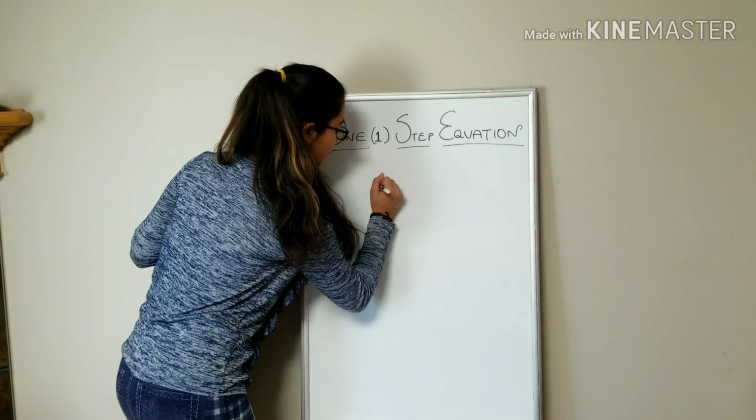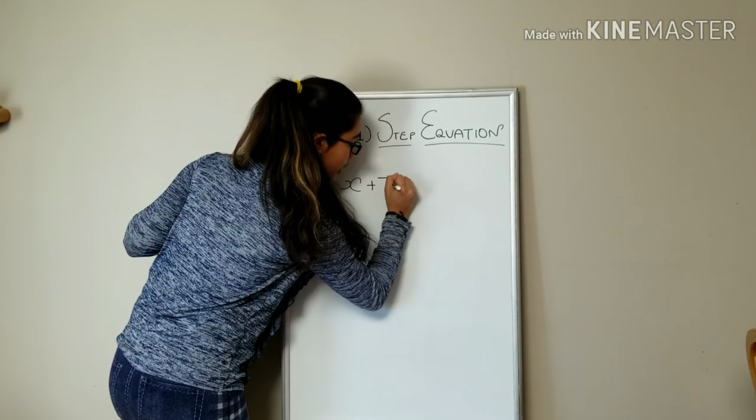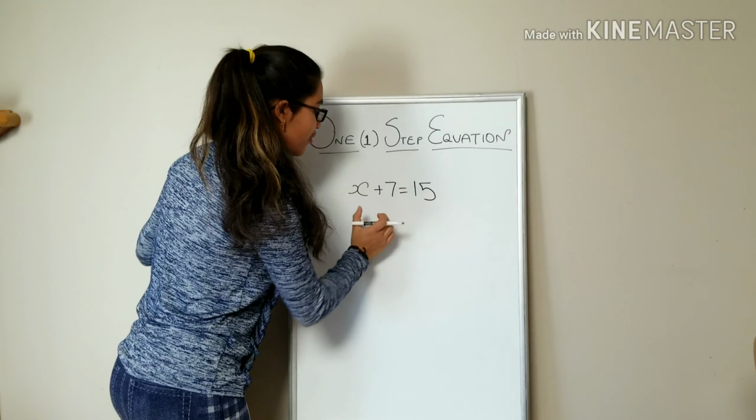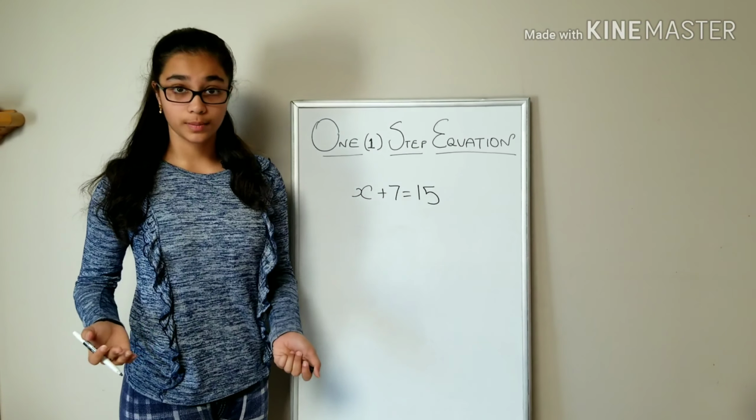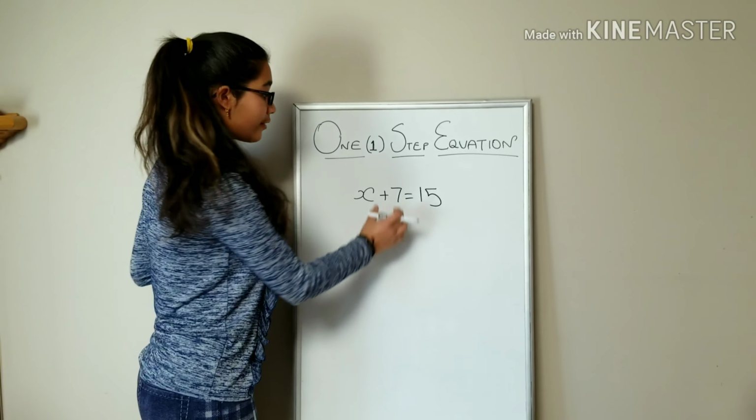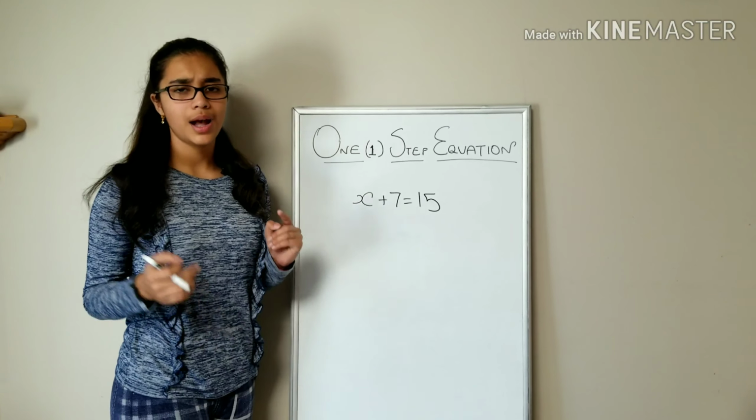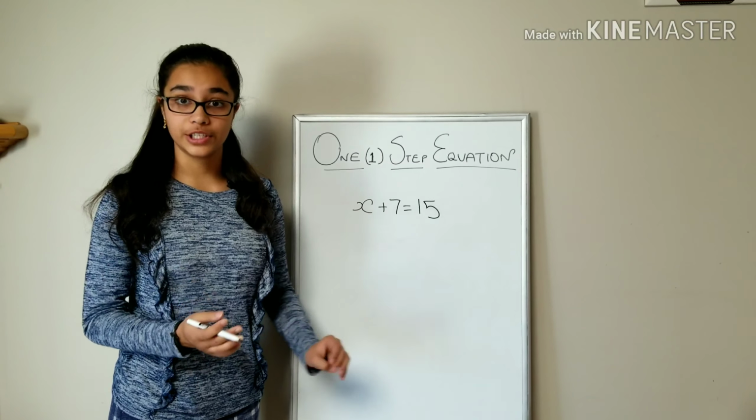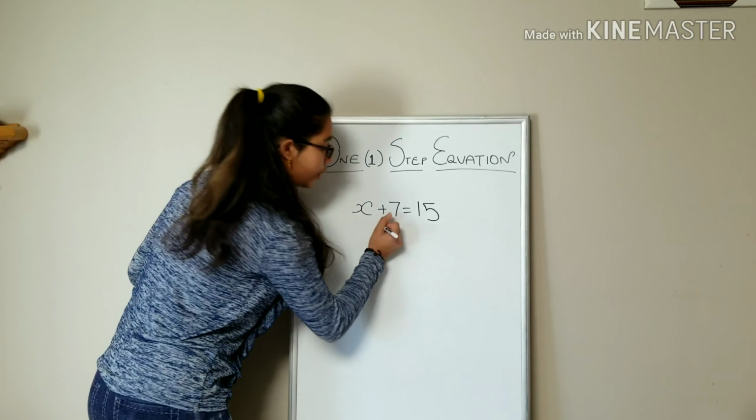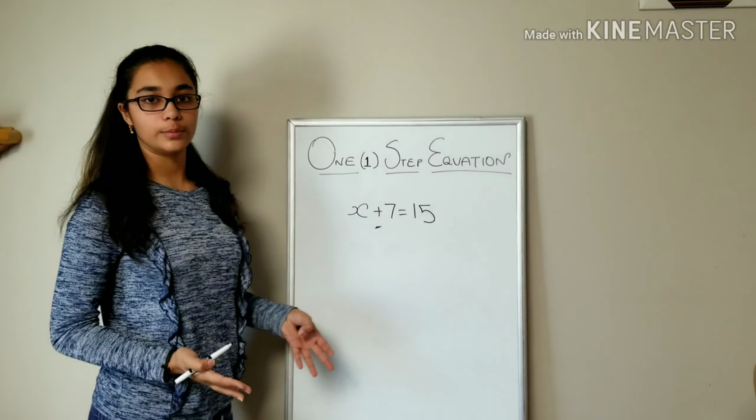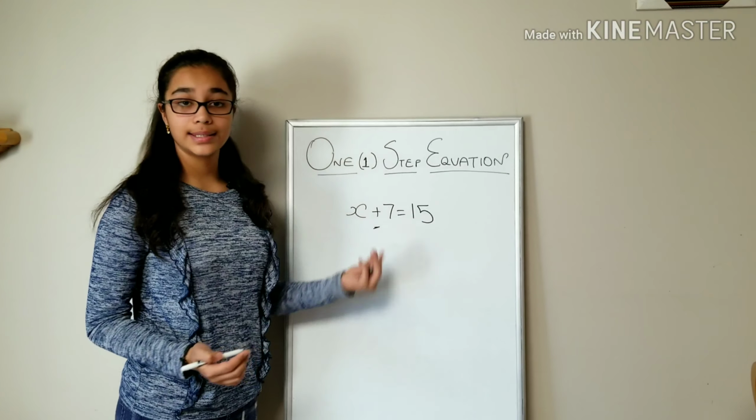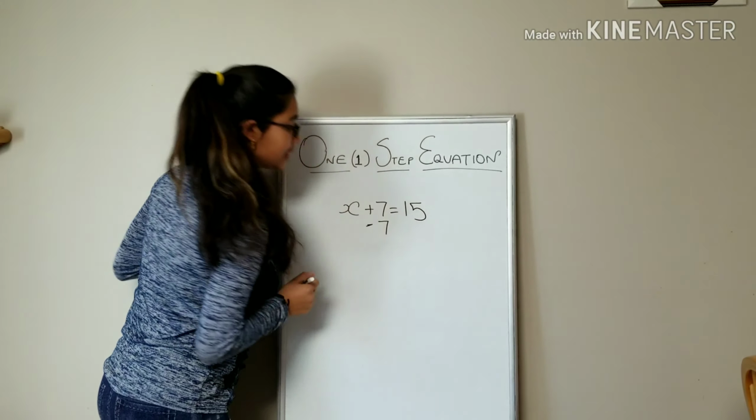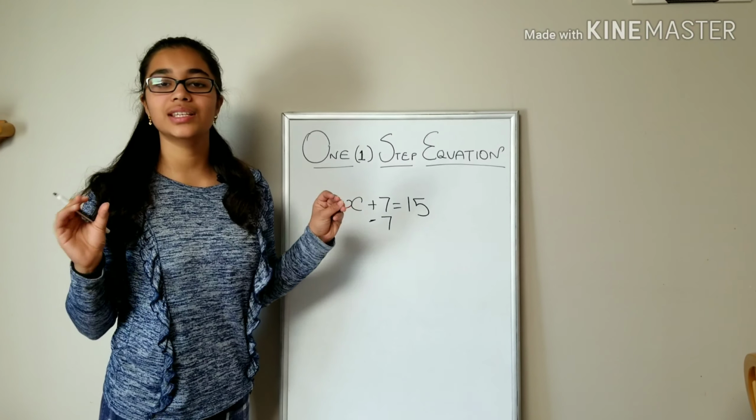In our first example, we have x plus 7 equals 15. What do we do? Our plus 7 is connected to the x by addition. To rearrange this, we have to undo this operation. How do we undo addition? We subtract. Subtraction is the opposite of addition, meaning we have to subtract. But what do we subtract? We subtract this exact number from itself, meaning plus 7 minus 7 gives us 0.